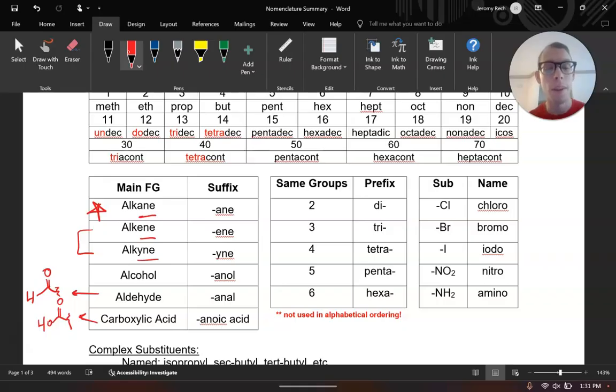That's going to be the case for your alkenes, alkynes, alcohols, aldehydes, and carboxylic acids, if they're not all the way at the end or the beginning. Aldehydes and carboxylic acids are something that we're going to talk a lot more about in Organic 2, but here's just a little bit of a preview of them.